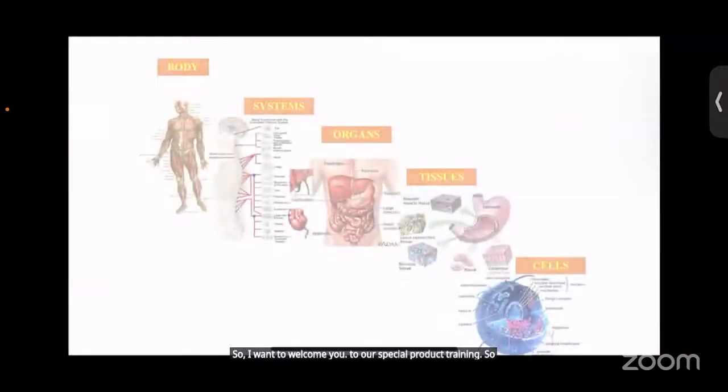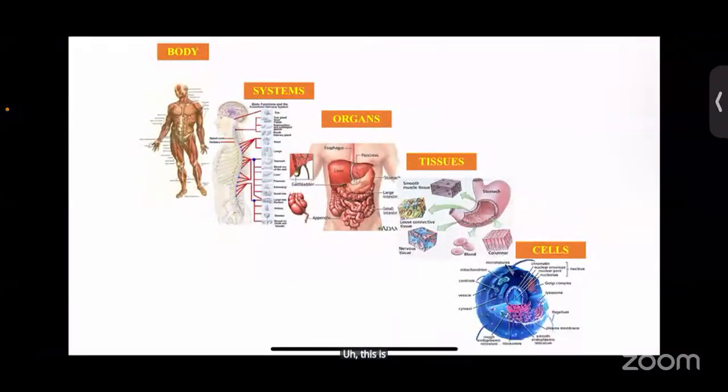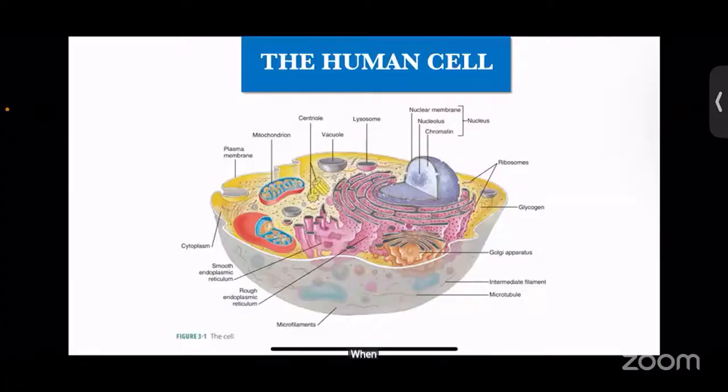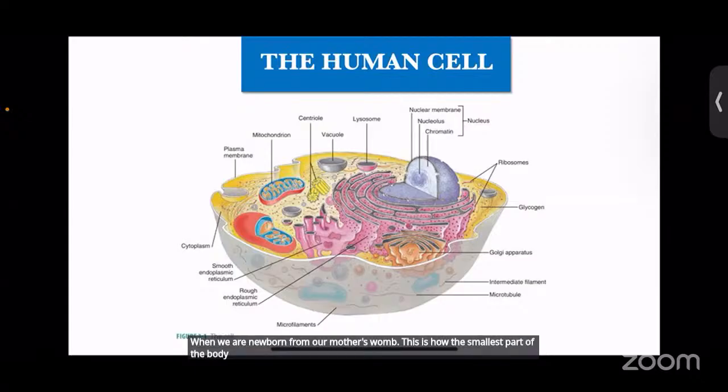So I will be starting right away. This is how our body is. Our body consists of 5 parts. The smallest part of the body is called the cell. A group of cells forms tissues. A group of tissues forms organs, a group of organs forms systems, and a group of systems forms a body. When we are newly born from our mother's womb, this is how the smallest part of the body, the cell, looks.